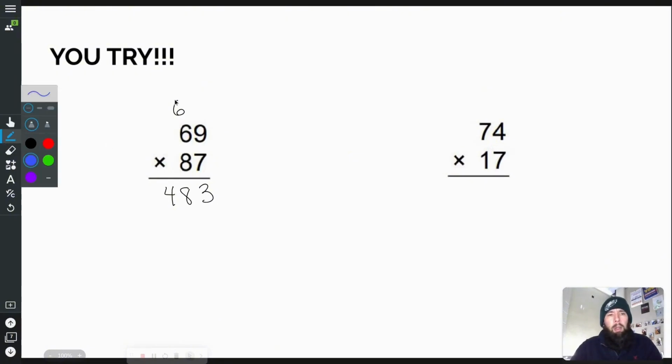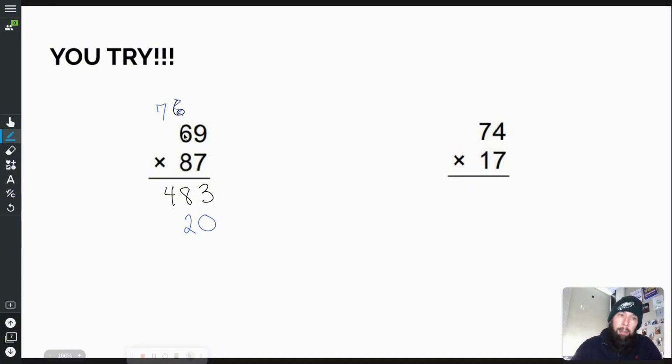Now we can cross out that 6 if you want to. Always put a 0 there, and do the same thing with 8. 8 times 9 is 72. So write out the 2, carry the 7. 8 times 6 is 48. 48 plus 7 is 55.